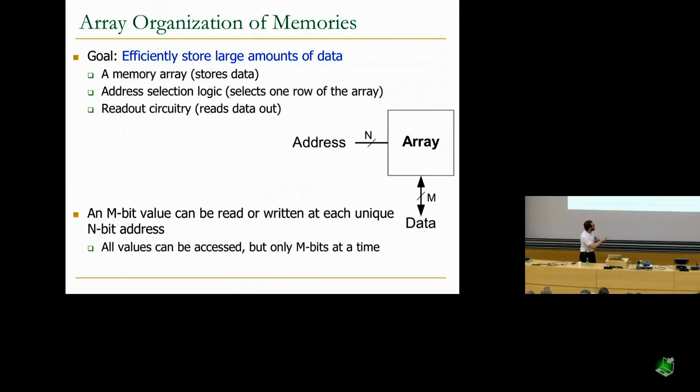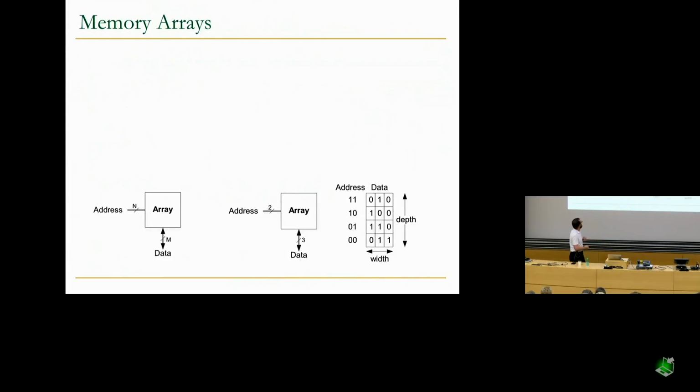As a result, you would have a lot of pins into this chip, and that would be very expensive. So basically, access restriction allows both more compact organization as well as fewer pins. Okay, so memory arrays, again, look like this.